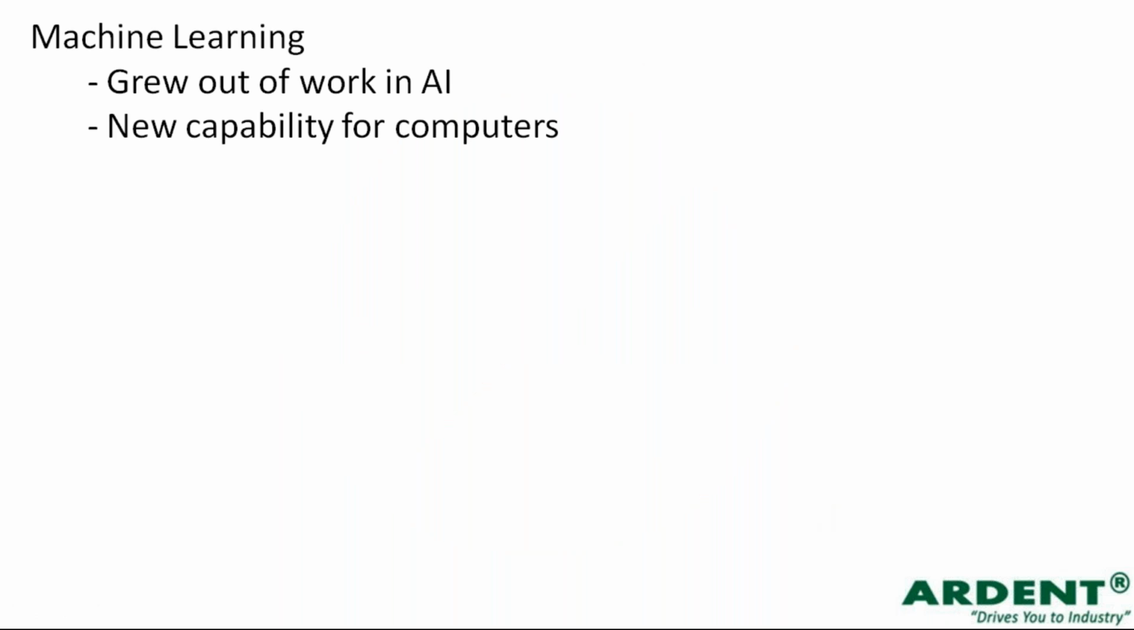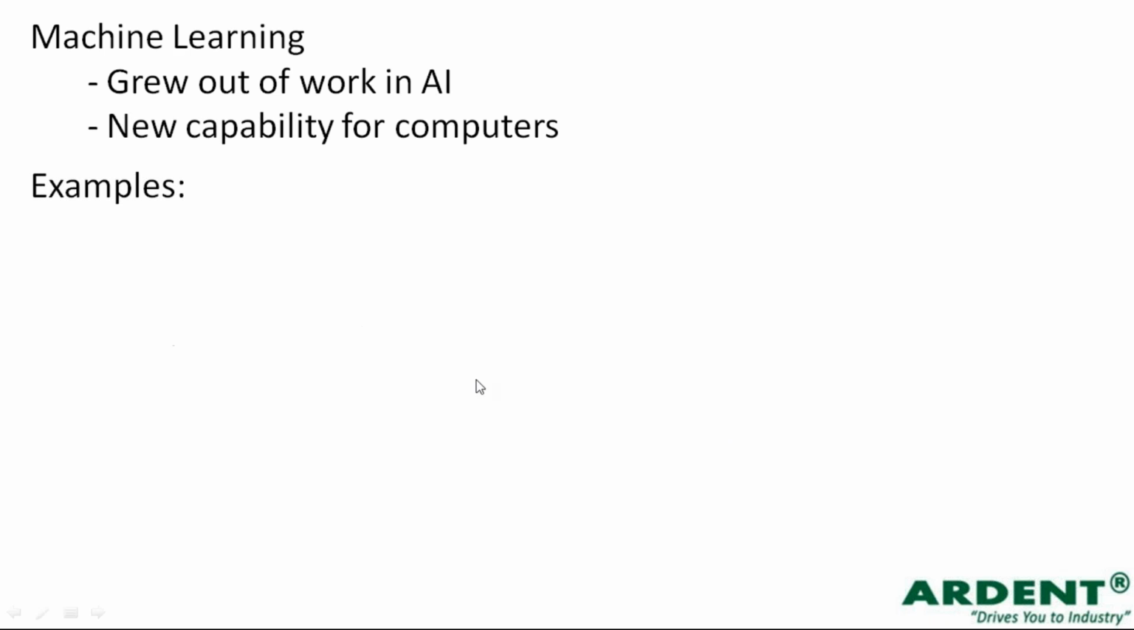Right? So what is this? It's nothing but machine learning. Now, just look at the machine learning definition. It grew out of AI. So machine learning is basically a subset of AI. It's a part of AI. It is a new capability of computers because it is helping the machines to learn from experience. Data is basically fed into the machine, and the machine is learning from experience.